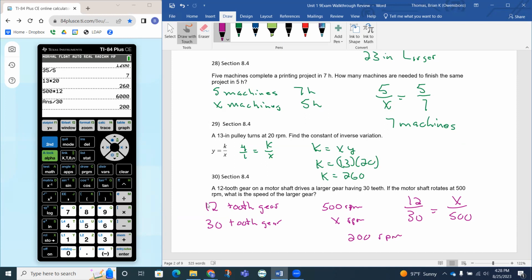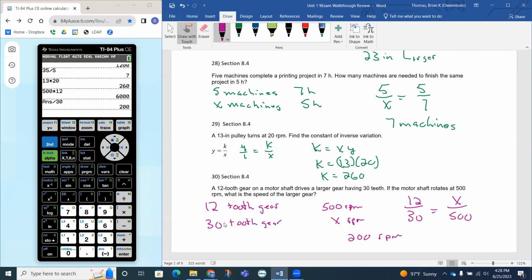So if I was using estimation here, notice that if I look from 12 to 30, if I double 12, that gets me to 24. That means if this is doubling, then this should be cut in half. So half of 500 would be like 250. So I know the answer's got to be probably around that 250. So 200 RPM sounds reasonable there. So as this one's increasing, this actually has to decrease by that amount. So if this is doubling, this has got to be cut in half. You can kind of see that.